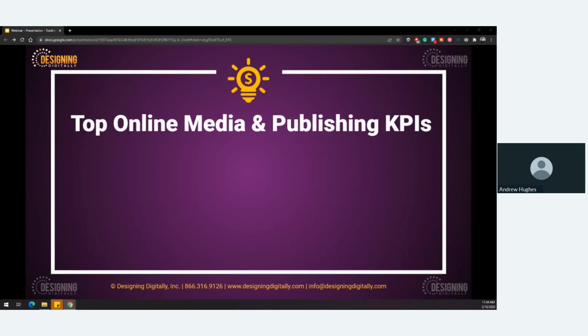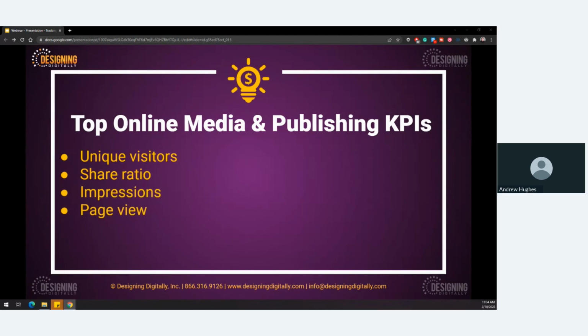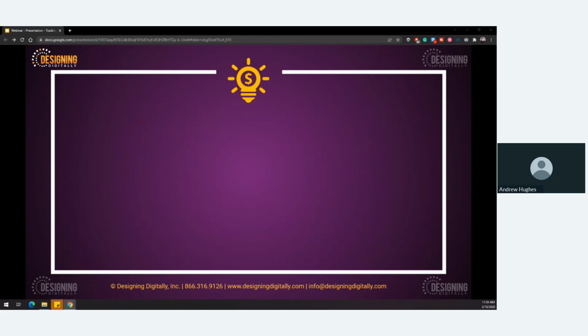Let's say you're in online media, or on the publishing side. You're looking at how many unique visitors. You're looking at the share ratio of the information, how many impressions of that information, how many page views you may be looking for, what your referral and growth rates are, and how much time is actually spent on the sites that you're providing that online media for.